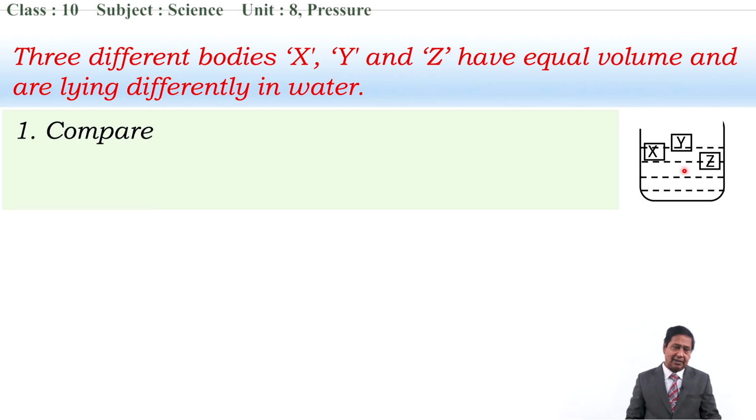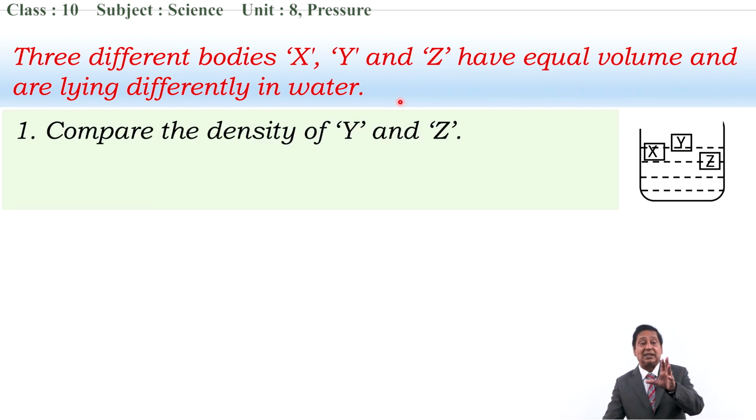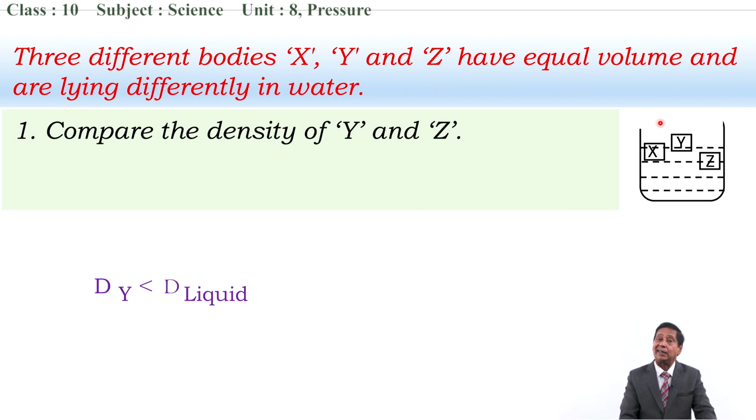Now the question is, compare the density of Y and Z. Y is here, Z is here. Now we are going to compare the density of Y and Z. Z is suspended but Y is floating. According to what I told previously, the density of Y is less than density of liquid. If a body is floating, it means its density is less than the density of the liquid. We can say this, isn't it?